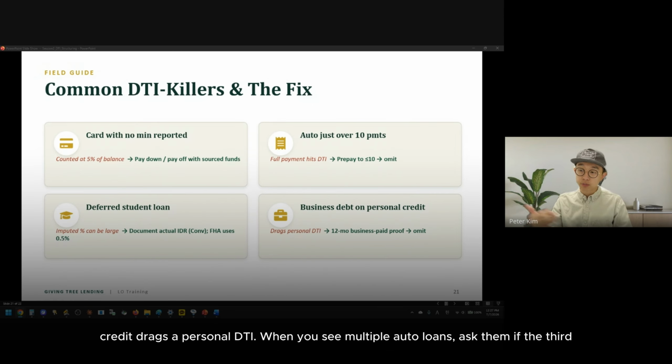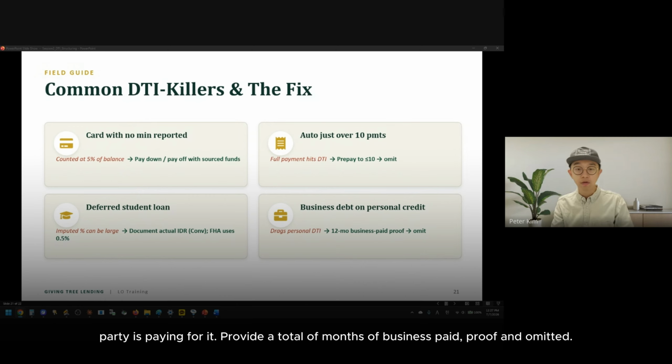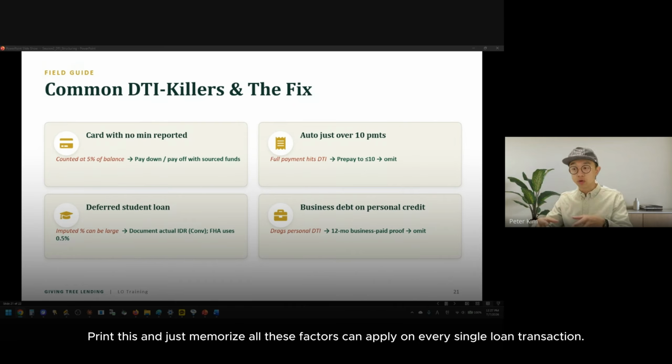Business debt sitting on a personal credit drags up the personal DTI. When you see multiple auto loans, ask if a third party is paying for it. Provide 12 months of business-paid proof and omit it. Print this and memorize all these factors, which can apply on every single loan transaction.